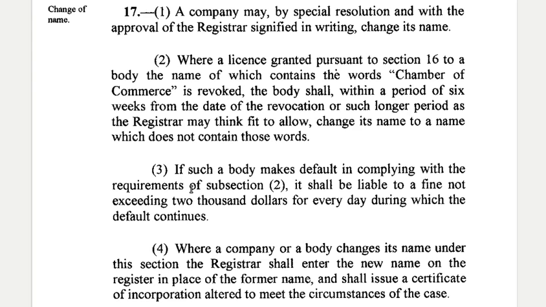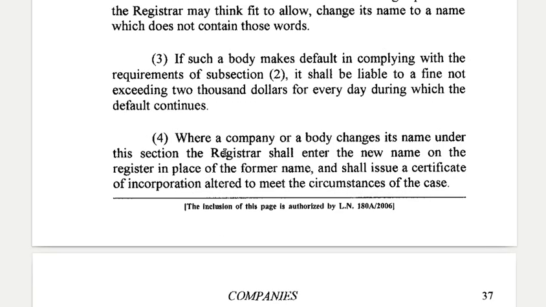Right. Subsection 3. If such a body makes default in complying with the requirements of subsection 2, it shall be liable to a fine not exceeding $2,000 for every day during which the default continues. Right. Subsection 4. Where a company or a body changes its name under this section, the registrar shall enter the new name on the register in place of the former name, and shall issue a certificate of incorporation altered to meet the circumstances of the case.